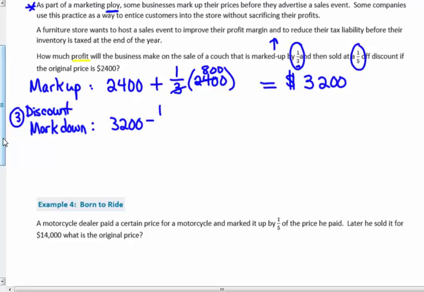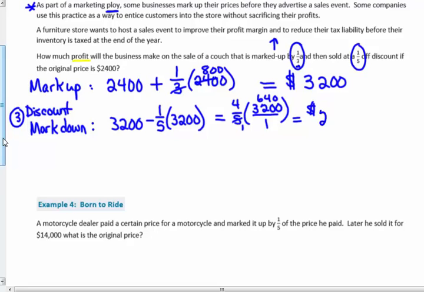$3,200 minus 1/5 of $3,200 is the exact same thing as doing 4/5 of $3,200. This is method 3, and that's the way I'm going to do this problem. Well, 5 does go into 3,200 640 times. I used a calculator to help. 4 times 640, I did not use a calculator because I can do that in my head.